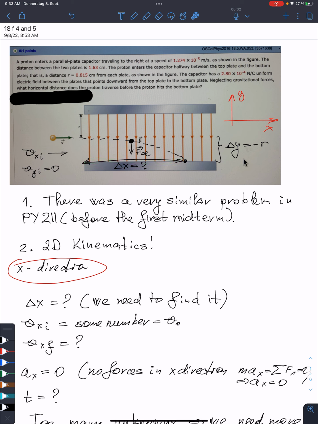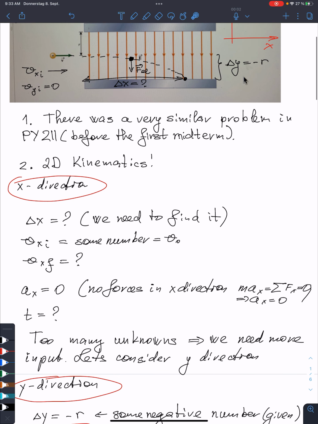There was a very similar problem in Physics 211 before the first midterm, but at that point you were dealing with the force of gravity, not the electric field. But other than that, this is an identical problem. So let's consider the solution of this problem. I will only give you some idea of the solution. You'll have to substitute the numbers yourself.